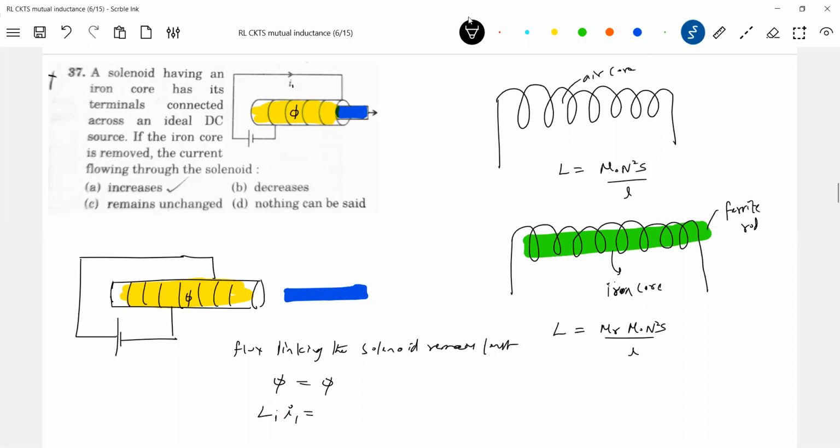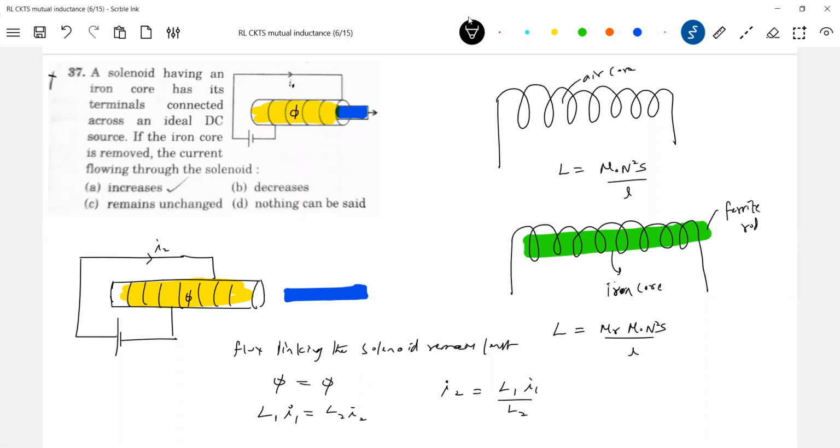I'll write I1, it'll be easy for us. L1 I1, now L2 I2. Now when you remove the iron core, what do we expect? We wanted the expression for I2, so let it be L1 I1 by L2.